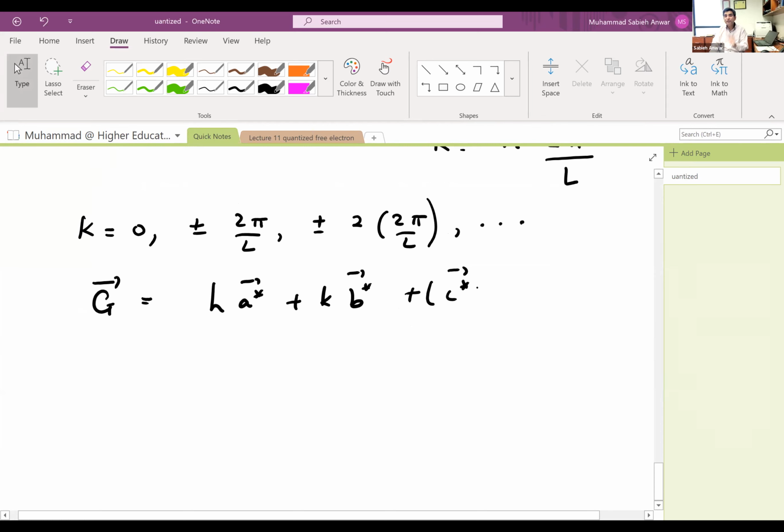So the values of K become quantized because of the periodic boundary conditions. Any questions?